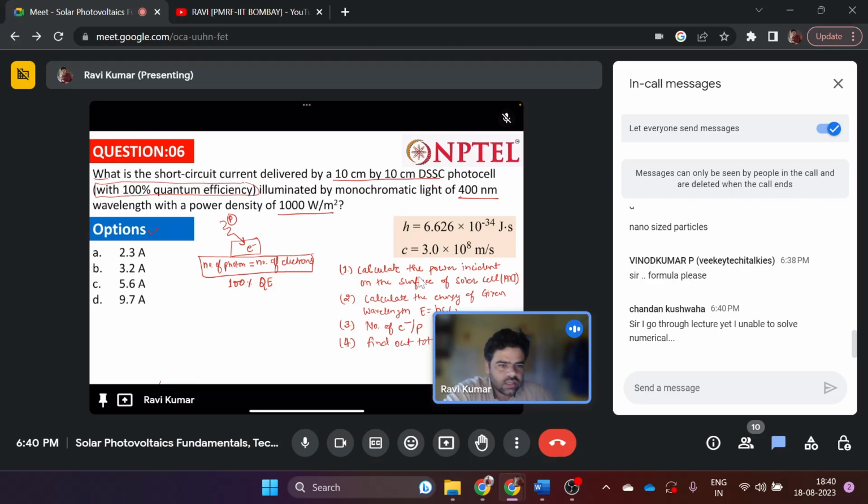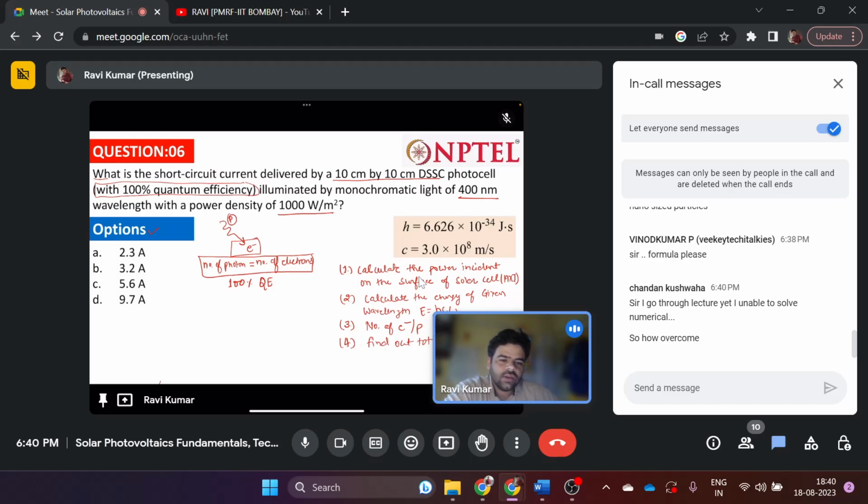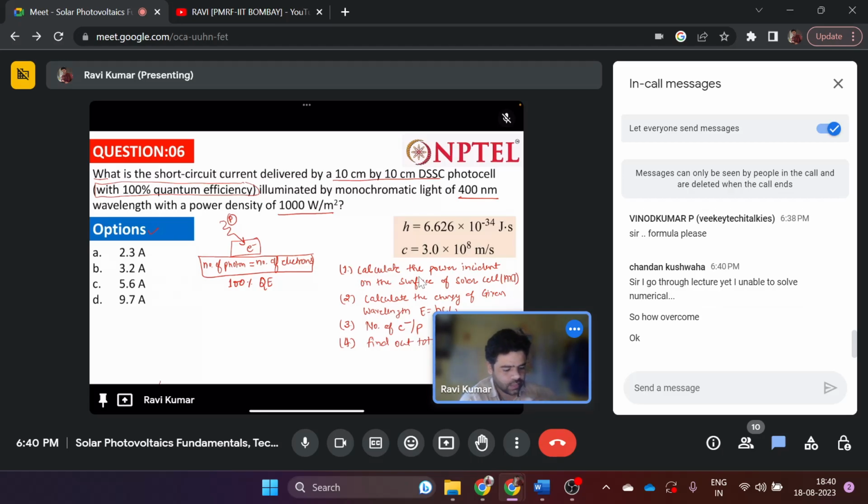Sir, I go through the lecture yet I am unable to. Chandan, this numerical is not in the lectures. Even there is no formula in the lecture related to this. I am telling you, this is very simple. I am writing the steps here. You just ask me which step is difficult for you. Find out total charge, and then the fifth step is current equals charge upon time.